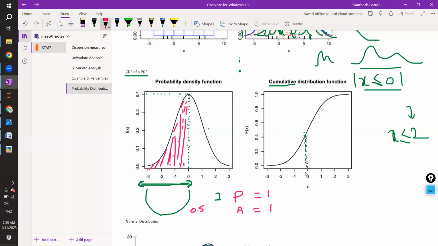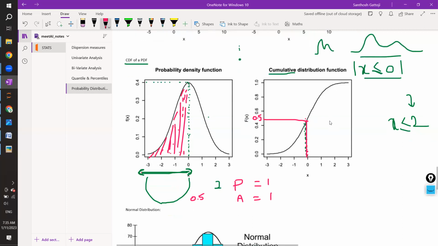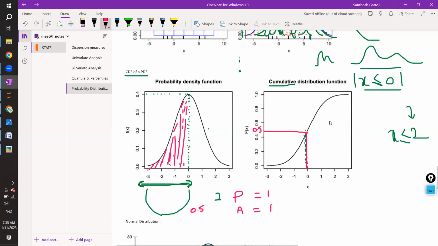So if you see 0 and extend this up, it will be 0.5. Clear? The cumulative distribution function is saying that at 0, the value is 0.5. That means the probability that you are going to find a value equal to 0 or less than 0 is 0.5. That means 50% chances are there to find a value in this range. Getting?